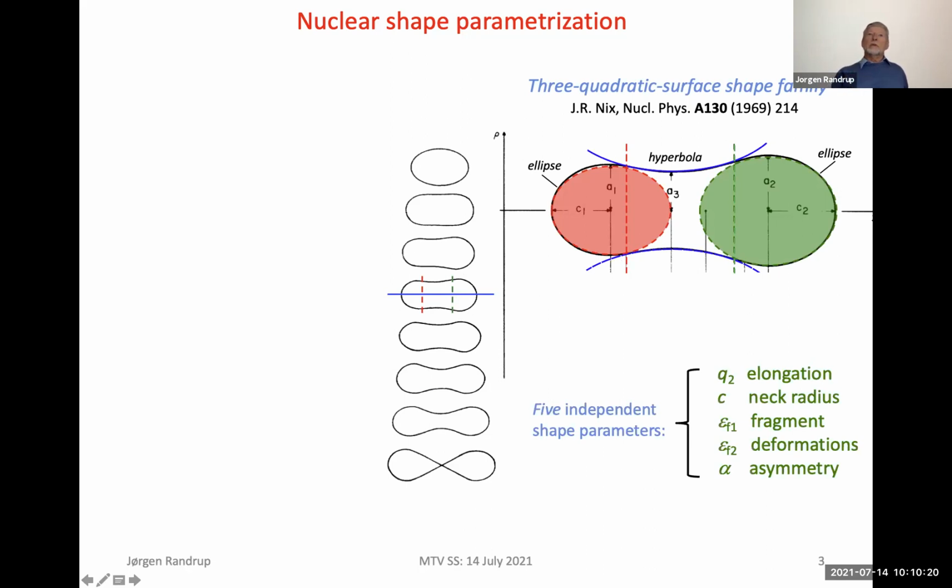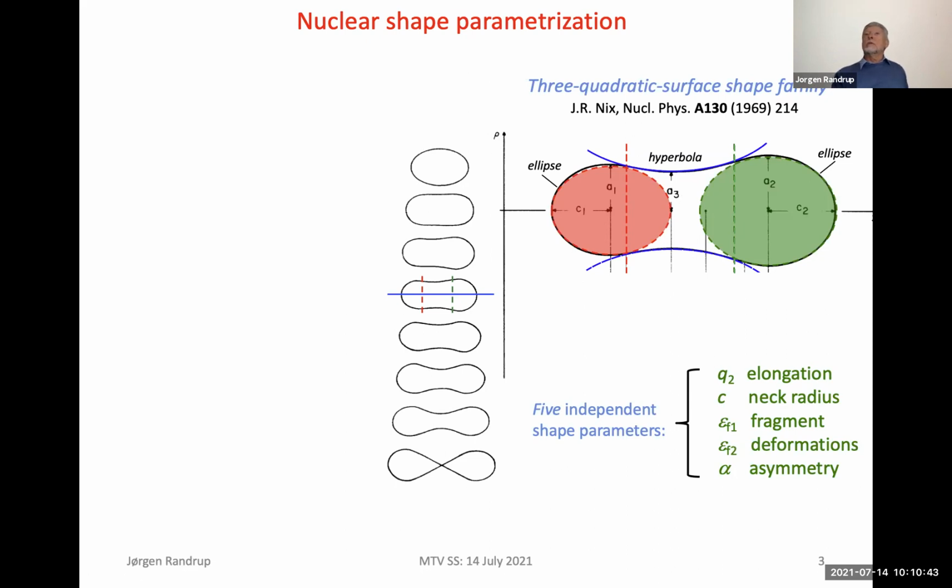So that is geometrically very simple, and you then get five shape degrees of freedom. So your shape space is not just one dimensional as here, but it is 5-dimensional. And you need all five. So you need the elongation, of course, the overall elongation of the system, the kind of quadrupole moment. You need to find out how much the shape is indented as you approach scission. Here's the neck radius, the thing that's called A3 up here.